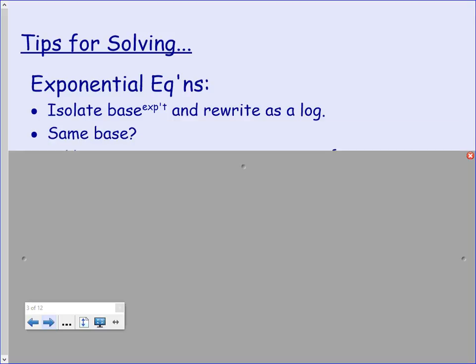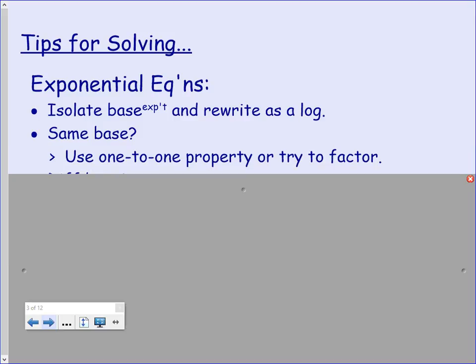If you have more than one base raised to an exponent in the equation, then some different things can happen. If they have the same base, there are a couple of things you can try. You can use the one-to-one property, so if it's a to the x equals a to the y, then x must equal y. And we've already solved some equations like that, like on your quiz last Friday. There was that number 5 on the no calculator section where you had to rewrite so that they have the same base, and then you use your one-to-one property.